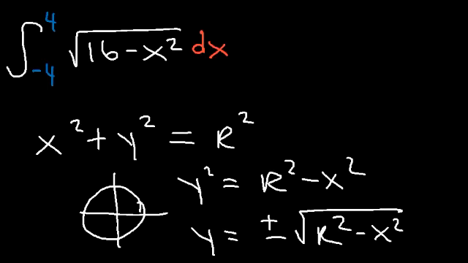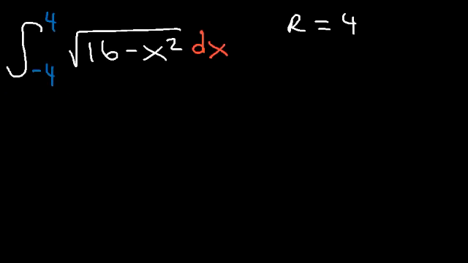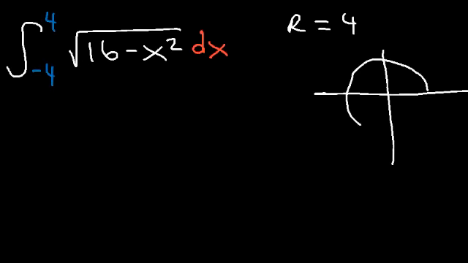So therefore, we can see that r squared is 16, which means we have a circle with a radius of 4. So let's go ahead and graph the circle. Now, which portion of the circle do we have? We know it varies from -4 to 4. Do we have the upper half of the circle or the bottom half? Because there's a positive sign in front, we have the upper portion of the circle. If there was a negative sign, it would be the lower portion.